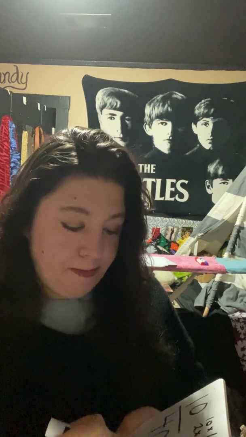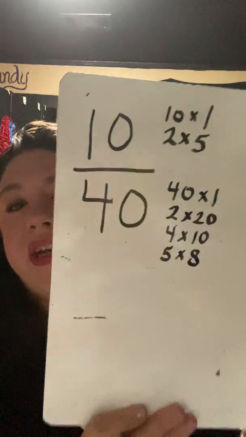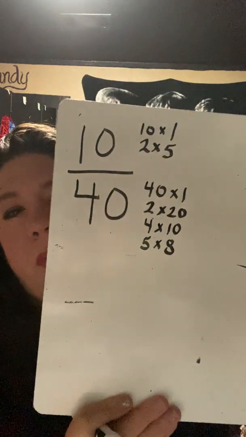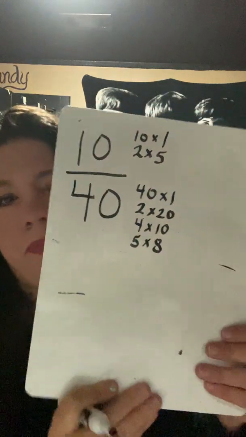What about 40? 40 is 40 times 1. It is 2 times 20. It is 4 times 10. And it is 5 times 8. So there's a lot of factors for 40. But what was the biggest number that will go into both of them?